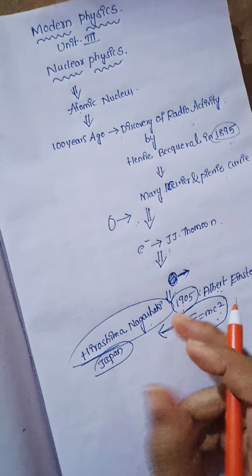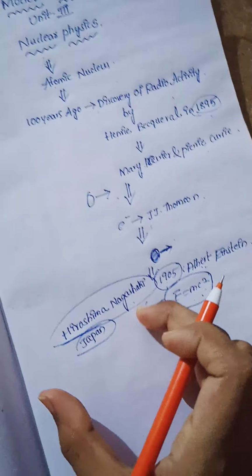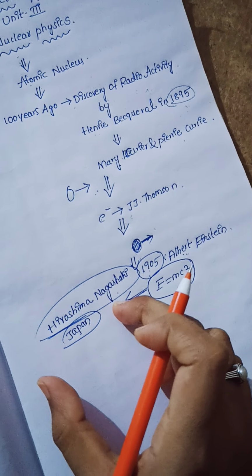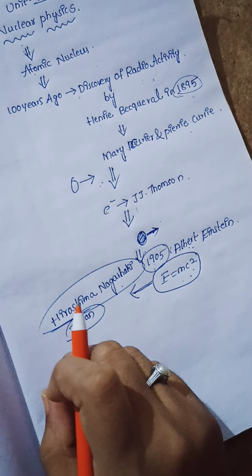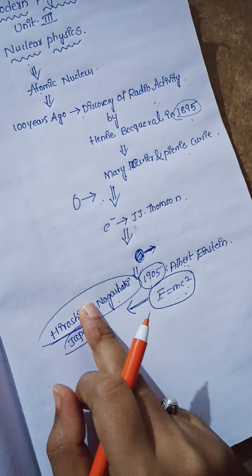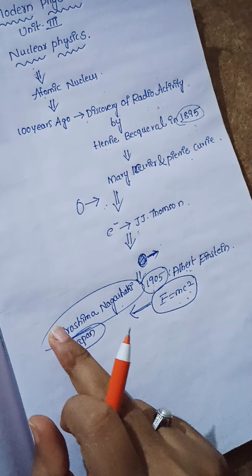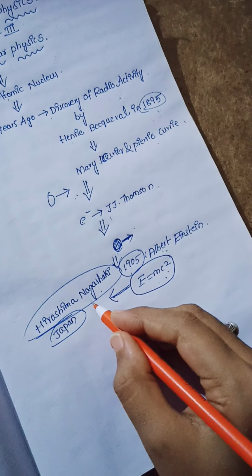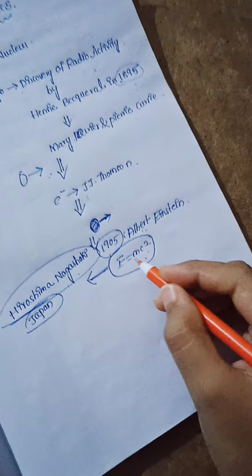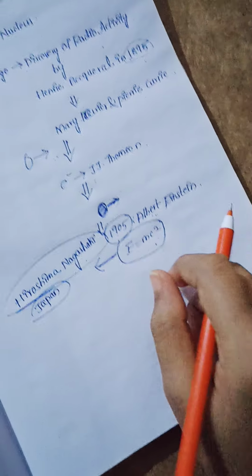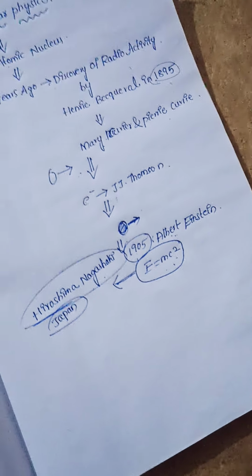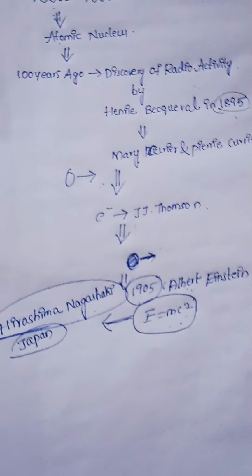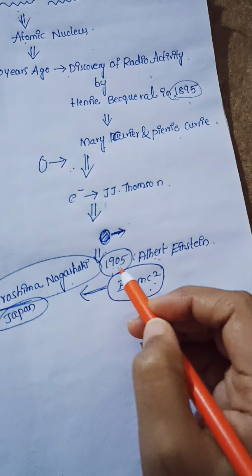That was a very dangerous bomb blast during World War II. At the time of World War II, the atom bomb was dropped on Hiroshima and Nagasaki, so major damage occurred. This is because of the E equals mc square relation. That is another point. Coming to our point, this is about the year 1905.